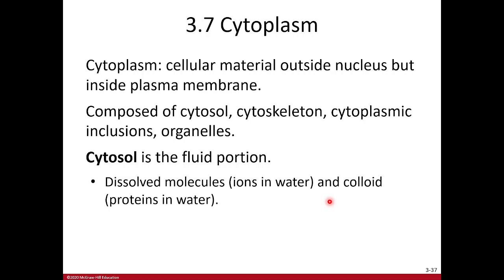Now let's talk about details of the cytoplasm. So the cytoplasm is the cellular material between the nucleus and the plasma membrane. The cytoplasm is made of a fluid portion that is known as the cytosol and proteins that are called the cytoskeleton, plus cytoplasmic inclusions and little organs inside the cells that we call the organelles.